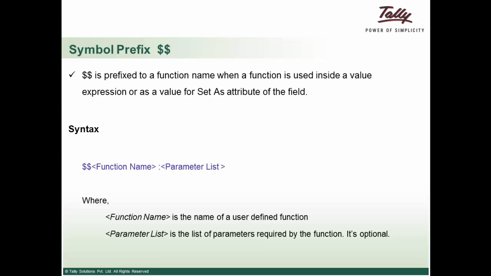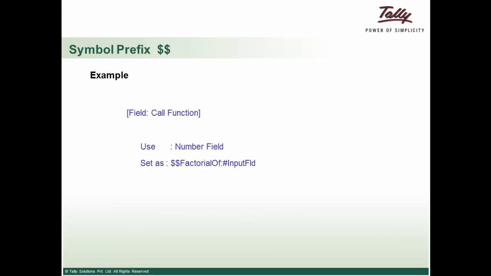The $$ symbol is prefixed to a function name when the function is used inside a value expression or as a value for a set as attribute of the field. $$ function name. Again, the parameter list is optional here. Only if the function accepts parameters will you have to provide a parameter. So this is an example. We have provided an example.